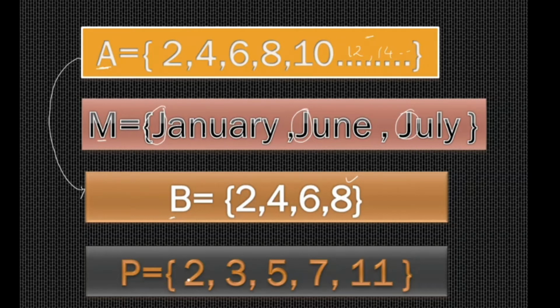Then P equals 2, 3, 5, 7, 11. By now you have understood these are the first 5 prime natural numbers, a finite set. We have the last number here, that is 11, and the bracket has been closed. So these are finite sets, and the dashes indicate it is an infinite set.